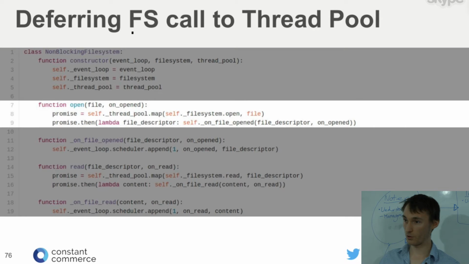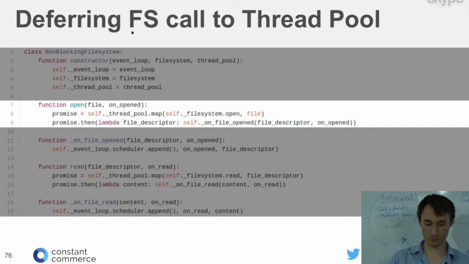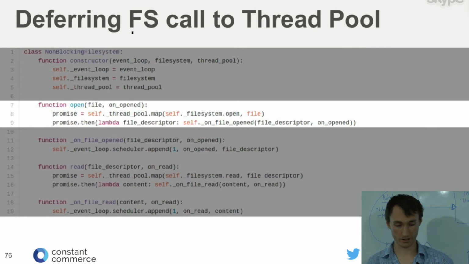So for example, to open a file, it provides you with an open call, right? So you give it the file name, and you give it a callback to call once the file is opened. And so what it does is it puts the actual open file system call in a thread pool, and forwards the arguments. This thread pool is going to give you a promise. So on this promise, you can call then. Once this file is ready, just call my callback.